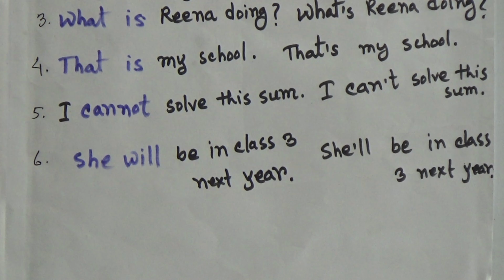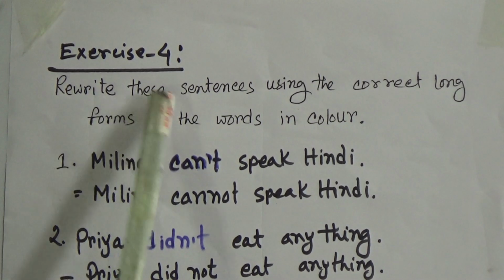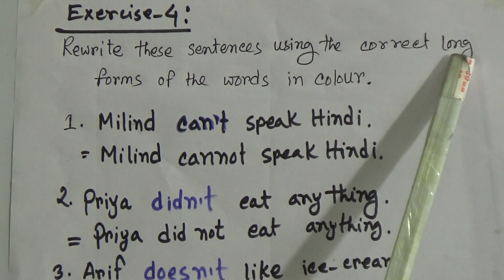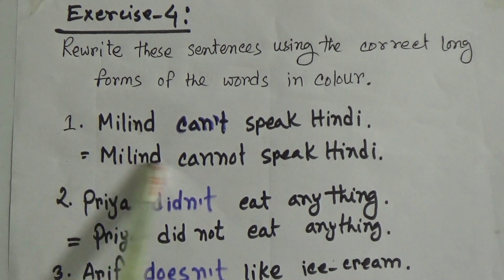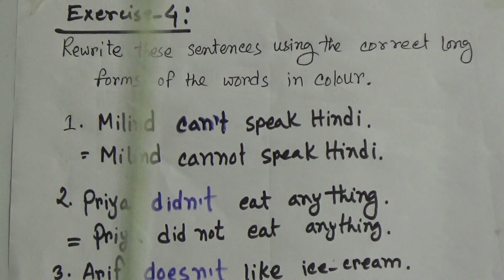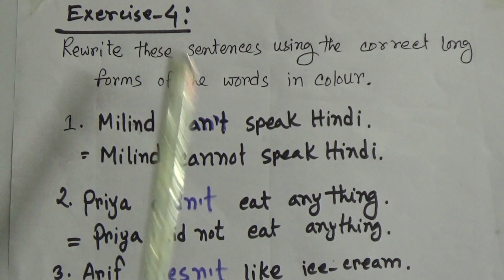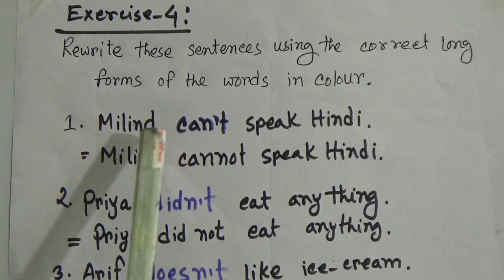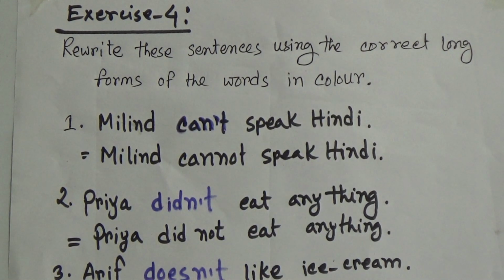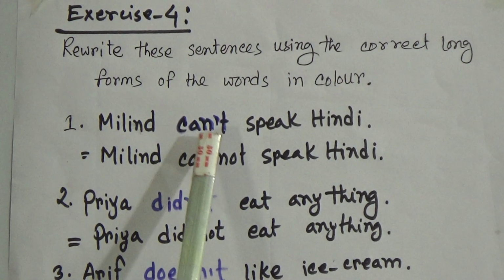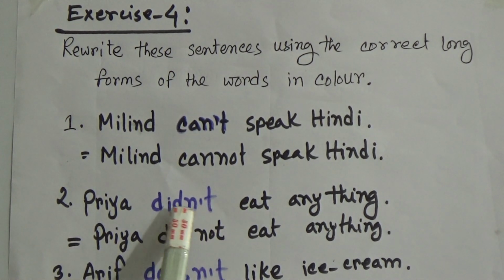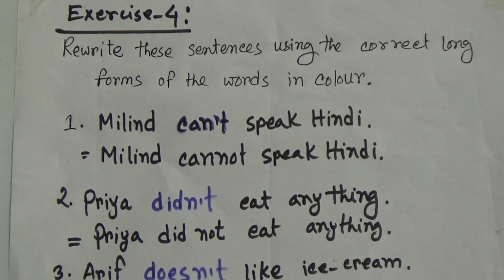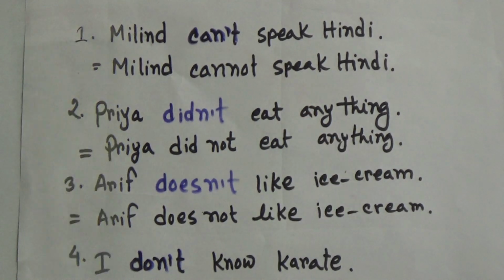Now go to exercise 4. Rewrite these sentences using correct long form of the words in color. Dear students, you have to rewrite, that means write the full sentence, using the correct long form. In the question there is a short form. Milind can't speak Hindi. Can't, the long form will be cannot. Priya didn't eat anything. Didn't, long form will be did not. Priya did not eat anything. Okay.